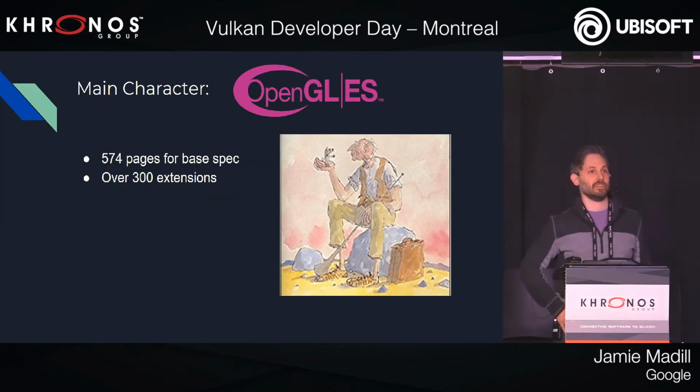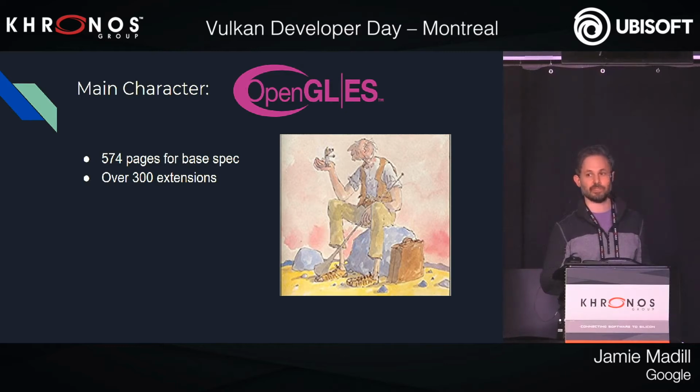So to set the story, let me introduce to you the APIs we're dealing with. OpenGL has been around a long, long time. The first OpenGL spec came out in 1992. OpenGL ES came around in 2003. ES is sort of a simplified version of OpenGL that was mainly focused to run well on mobile devices. So it's fair to say that OpenGL is an old spec.